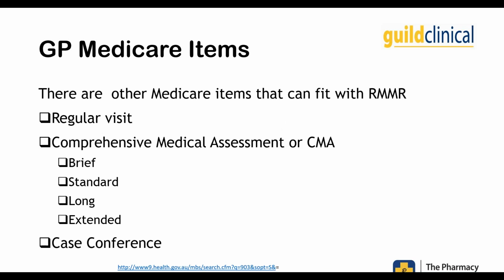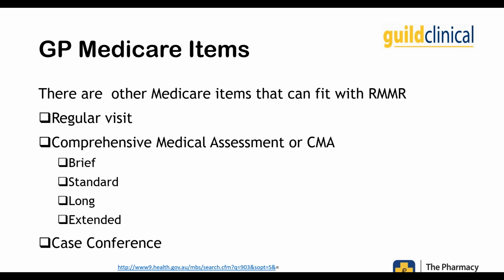There are other Medicare items that fit with RMMR. So, for example, the doctor can do a regular visit. They can do a comprehensive medical assessment or CMA, and that's actually paid or remunerated to the GP based on the time they take to do the CMA. So it can be just a brief one or a standard one, a long one or an extended one. Usually an extended one would be something that happened on admittance to an aged care facility. So it can take quite a while to get all the information about the resident and actually document everything.